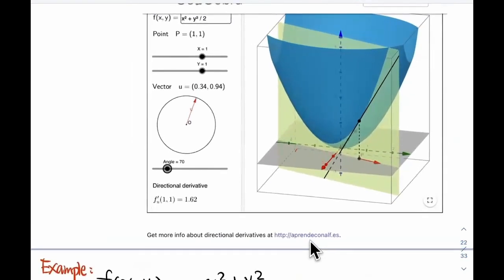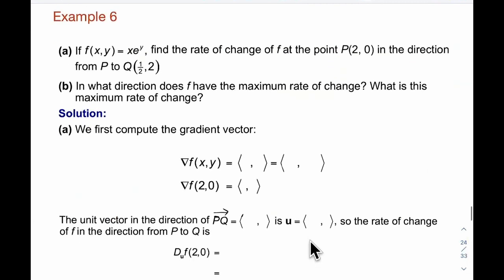So in the direction of the gradient, the directional derivative is maximized. Now let's try an example. We're given this function, a function of two variables. Find the rate of change of the function at this point in the direction from P to Q.